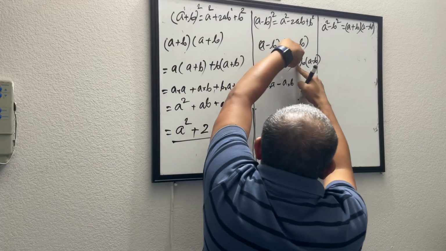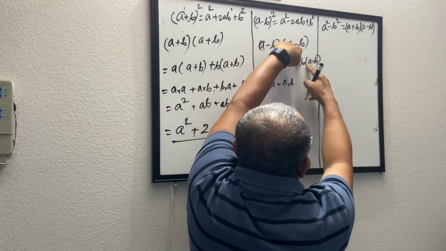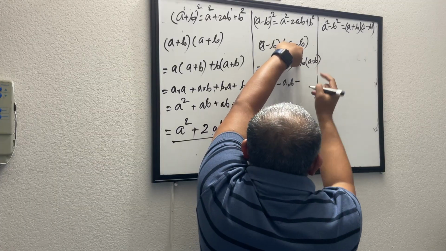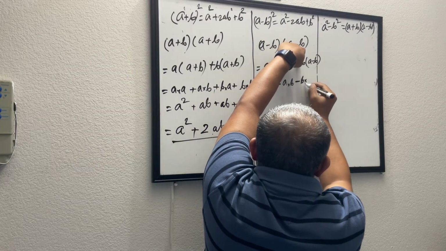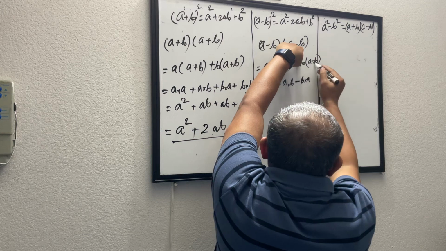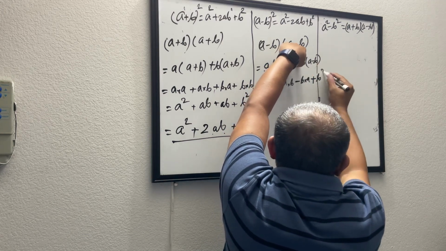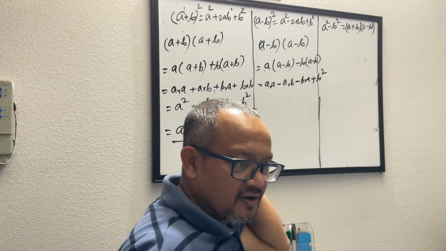And then again I have a minus b here. Minus nothing means a plus. Minus into plus gives me a minus. b times a, I will call it b into a. And minus into minus becomes plus. And b into b becomes b square. Okay so far?